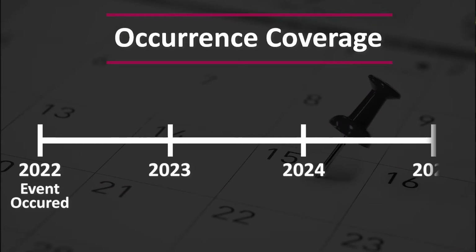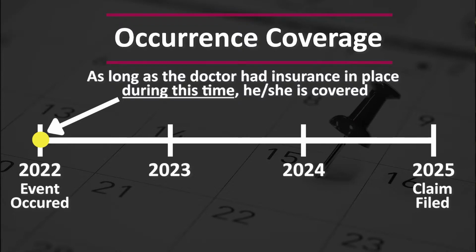So let's unpack it a little, starting with the occurrence policy. If you have an occurrence policy, the coverage triggers based on the date when the incident actually occurred, regardless of when the claim is filed against the provider. So, if a doctor treats a patient on January 1st, 2022, but the claim isn't filed for 3 more years, the triggering date is the date when the incident happened, which in this example would be January 1st, 2022. So as long as the doctor had insurance in place at the time of that incident, then he'll have coverage.